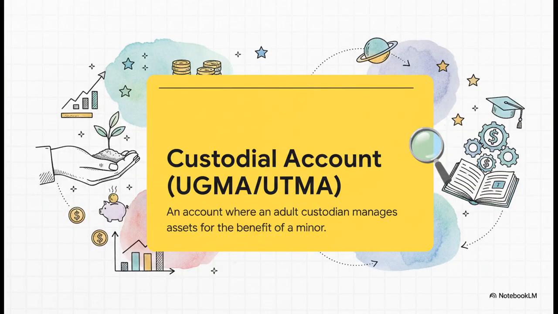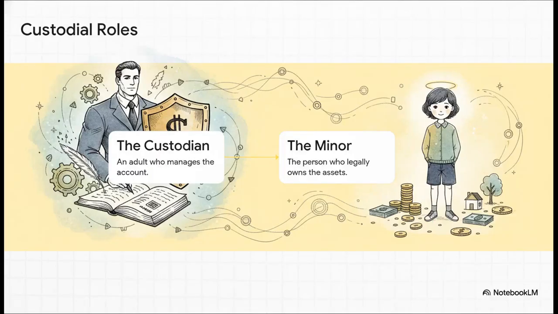All right, let's talk about accounts for kids. You'll hear the terms UGMA or UTMA. These custodial accounts are just a way for an adult to give a financial gift to a minor. It's all about two key players: the adult who manages it, called the custodian, and the minor who actually owns it. So here's the crucial part to understand.